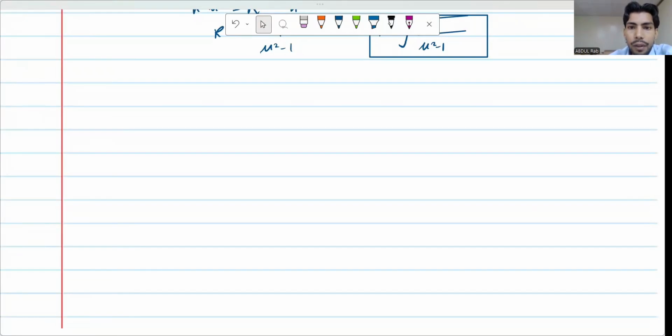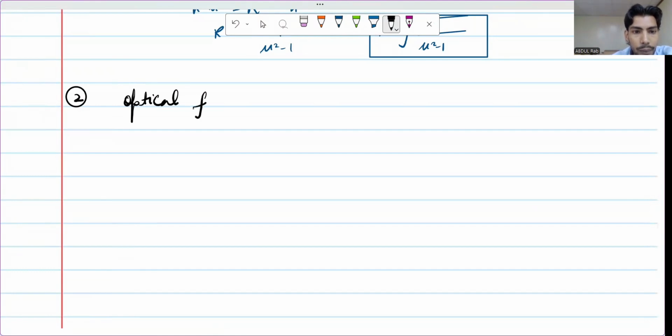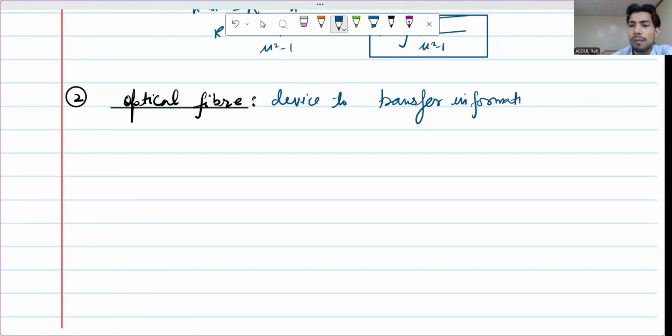So another application for TIR we are going to study in today's class is optical fiber. Very important application. Many questions have been asked in NEET and JEE as well. Optical fiber. So what is optical fiber? It is just a device or instrument to transfer information in the form of a light signal.